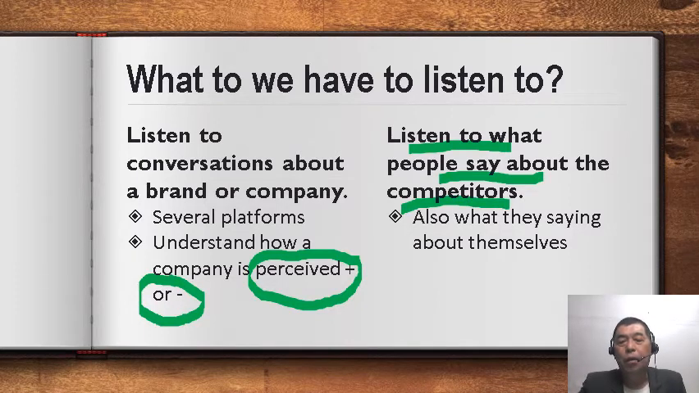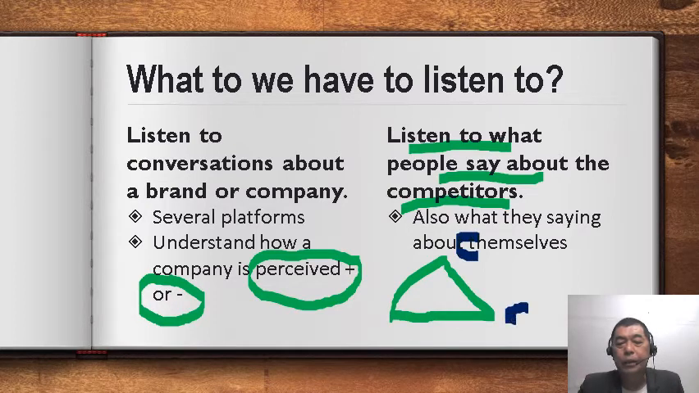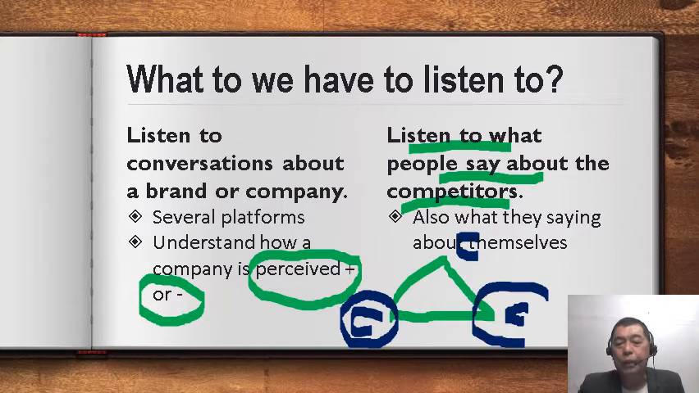Also, what they are saying about themselves, no? So here, because the foundation of marketing is always the three C's, no? We have the company, we have the competitor, and we have the customer. We have to listen to the voices, feedback, opinions, perceptions of our customer, and we have to observe what the competitors are doing. Because our competitors' objective is to outperform the competition.